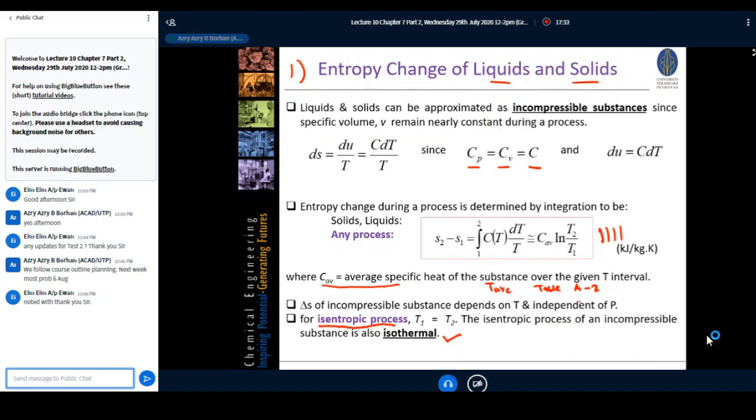Now, in case of an isentropic process, remember, if isentropic, that means S2 equals S1. In other words, delta S is equivalent to 0. So when you simplify this original equation, what we have discovered is you are only left with T1 equals T2, right? So we can simply conclude that for the isentropic process of any incompressible substance, it also undergoes an isothermal process. Okay, so this is very straightforward.